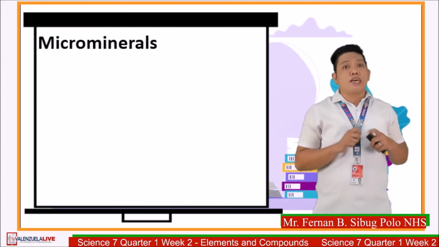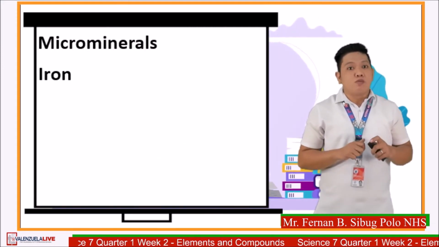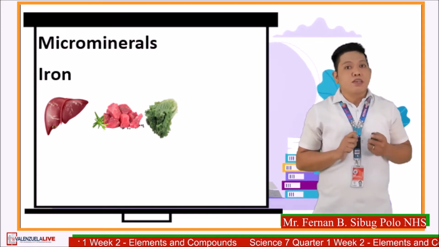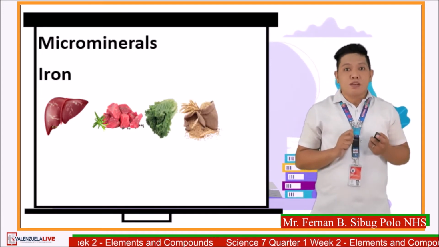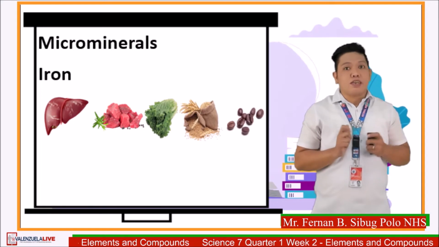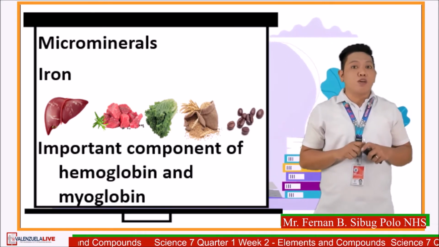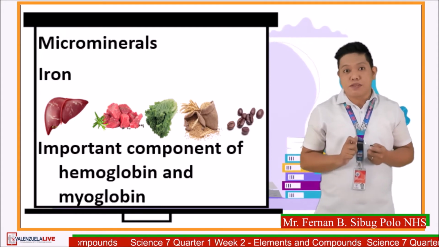Iron is also an example of a micromineral, which we can obtain from eating liver, meat, green leafy vegetables, whole grains, and cocoa beans. Iron is an important component of hemoglobin and myoglobin.